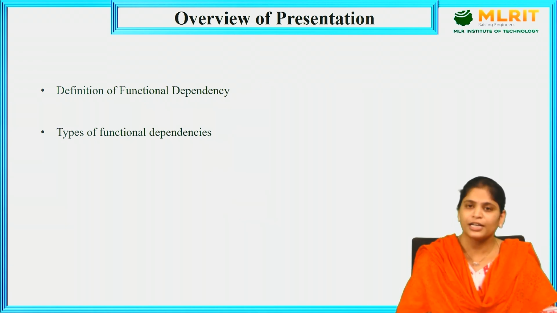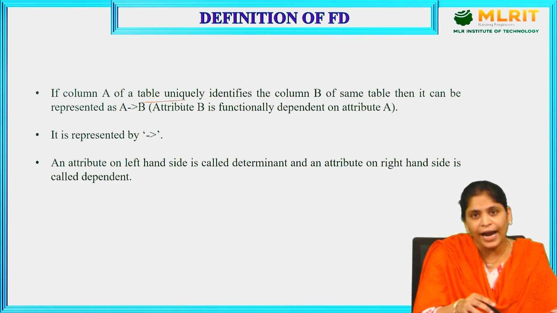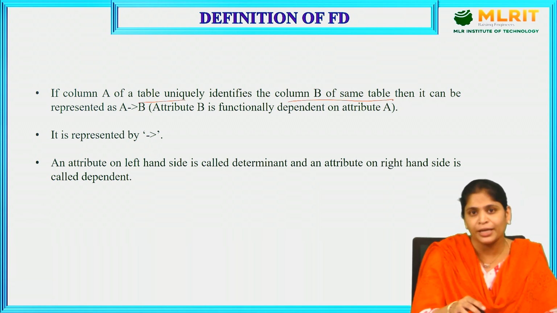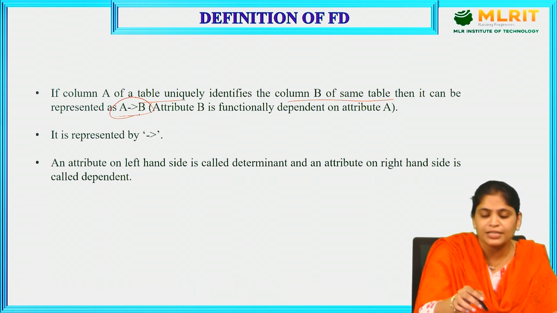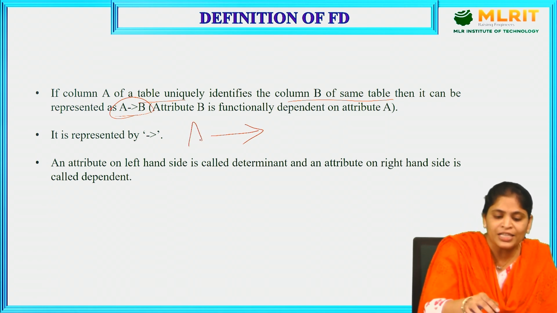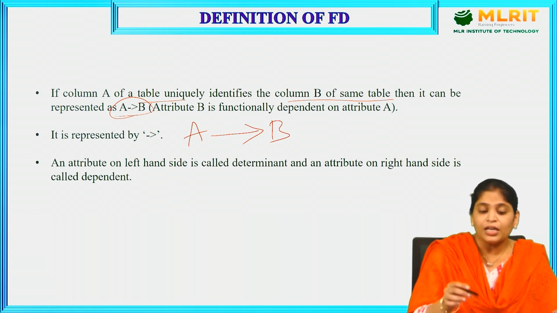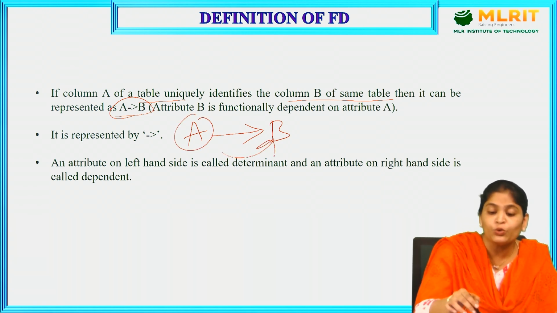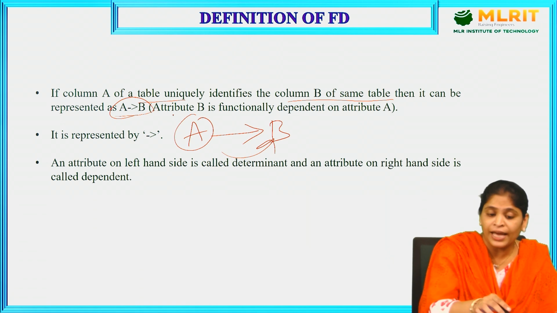So what is functional dependency? If column A of a table uniquely identifies column B of the same table, then it can be represented as A tends to B. The functional dependency is represented by the arrow symbol. Here A is one column, B is another column which belongs to the same table. If A derives B uniquely, then attribute B is functionally dependent on attribute A.